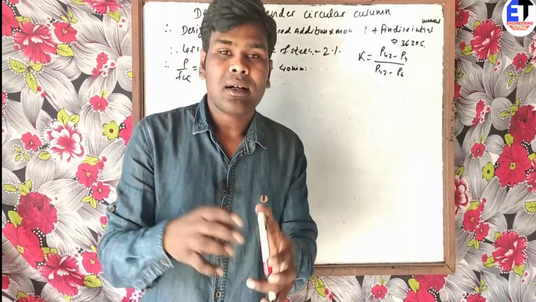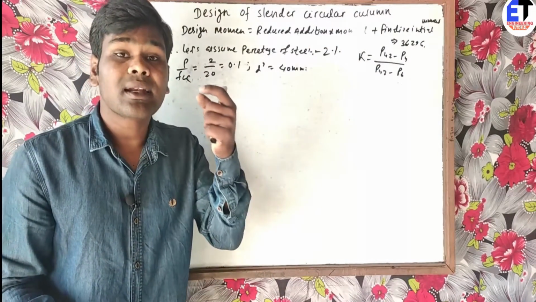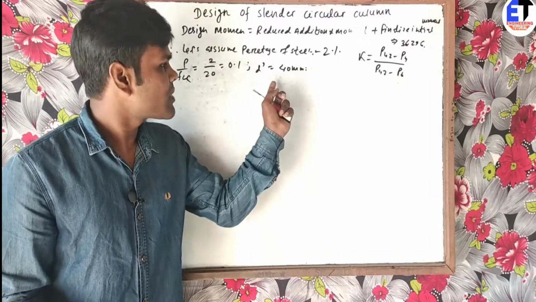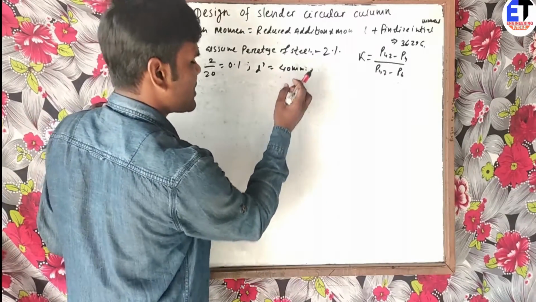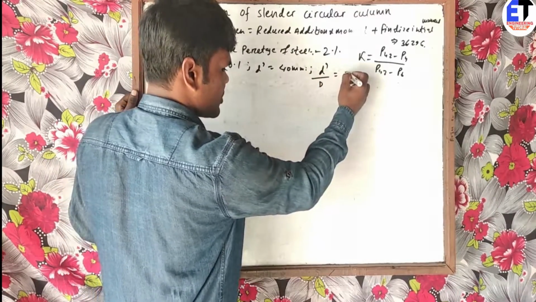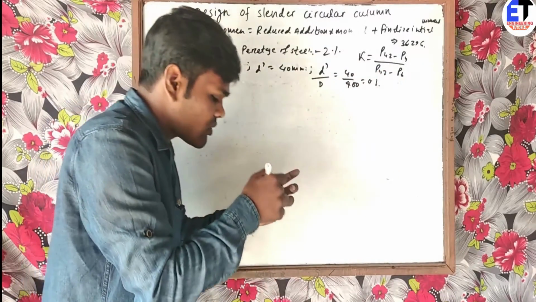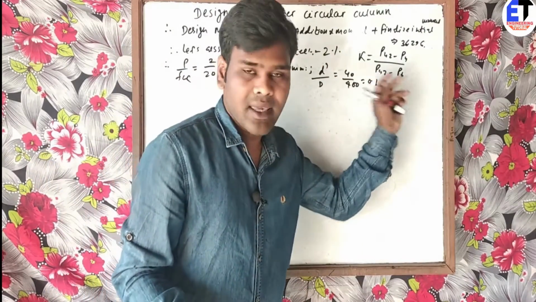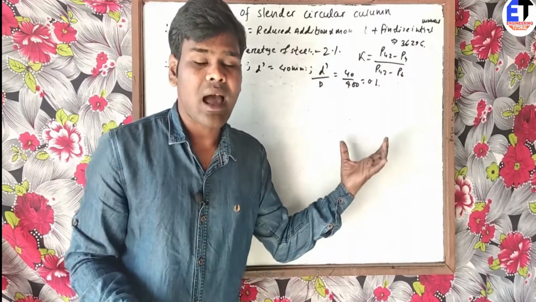Here the effective cover of the column should be taken at least a minimum of 40 mm. You can take 50 mm, it depends on you. So d dash is 40 mm, and this gives the expression d dash by d is equal to 40 divided by 400, which gives 0.1. Why are we going to calculate this value? Because we are going to calculate the factor k, and also we are going to calculate the moment resistance of our structure.